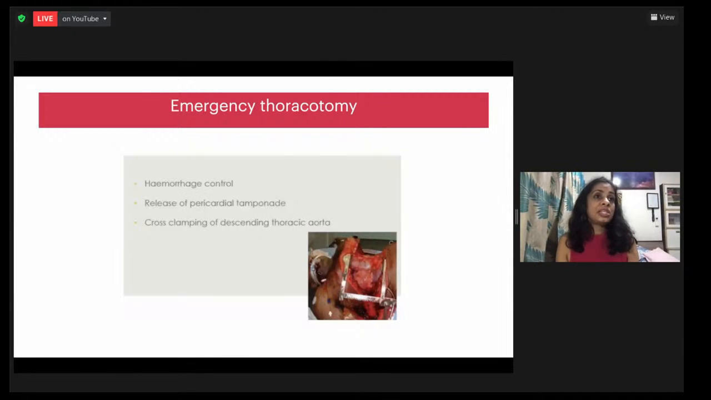Obviously, the survival rate is quite poor, maybe 5%, but if you see the Western literature, their survival rate is 50 to 60 to 70%. So they are going ahead with this.